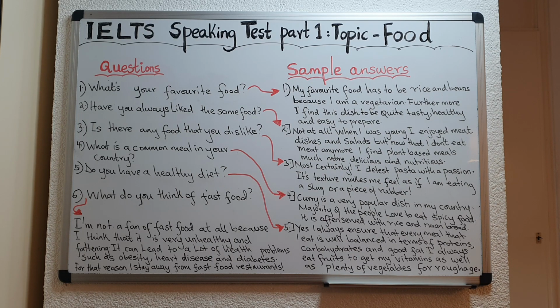Now, let's move on to the next question. Have you always liked the same food? Now, in this question, the examiner wants to know, since you're young, have you always eaten the same foods and liked them? Have you always liked the same foods that you eat now as an adult as you did when you're a child? Okay? Now, you can answer this question by saying sample answer 2.